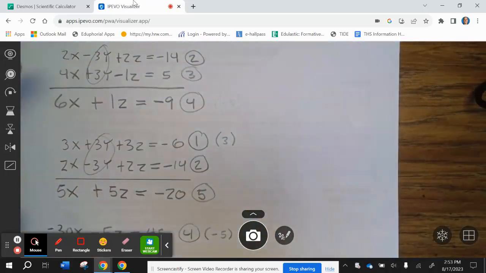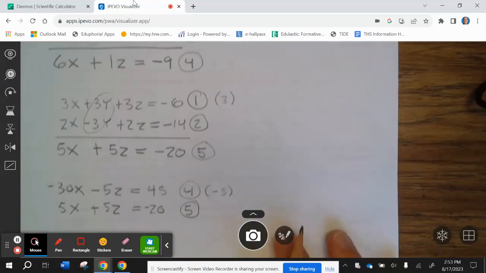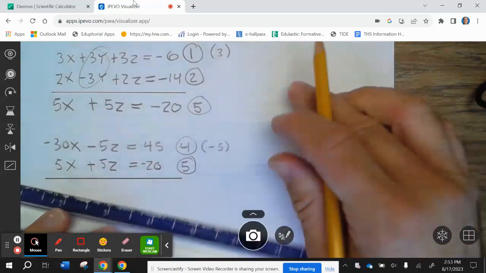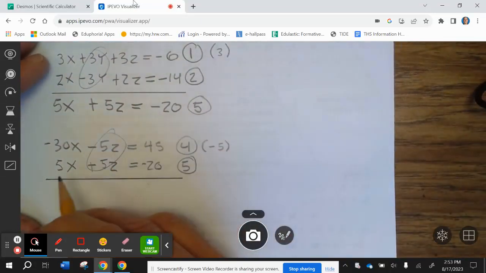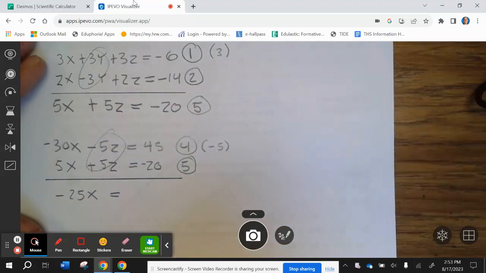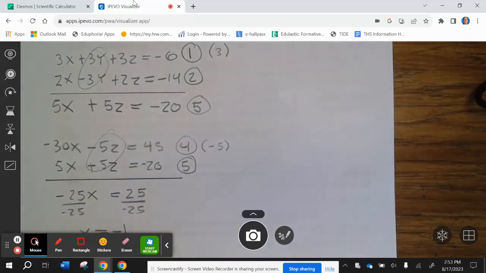And then now we combine it with 5. So that's 5x plus 5z equals negative 20. And that's equation 5. Okay, so this becomes 0. This becomes negative 25x equals 25. So when you divide by negative 25, x equals negative 1.